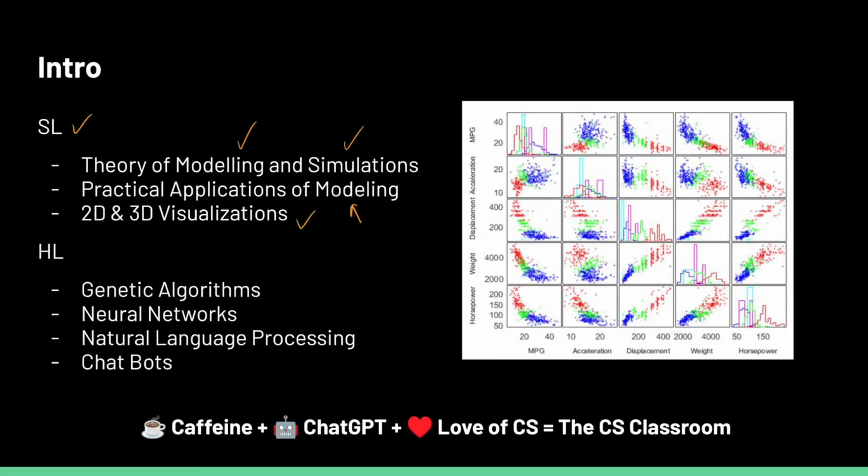After that, we're going to be taking a look at the HL content, which is going to be genetic algorithms, neural networks, natural language processing, and then chatbots. Although chatbots is really only going to be one slide, I just added it in there because it's kind of advertised as being an essential part of the HL curriculum for this option. Now let's get started with the SL content.